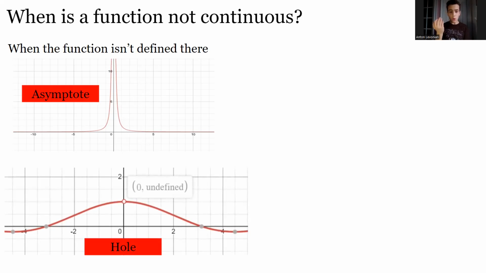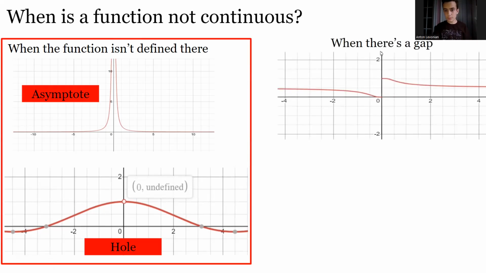Another example is a hole. So in this case, this function isn't defined at x equals 0, but there is no asymptote. It's just like a single point at which the function is undefined. And this essentially means that even though there is no asymptote, this function is still not continuous because it's undefined. So the function could still be defined, but not be continuous.